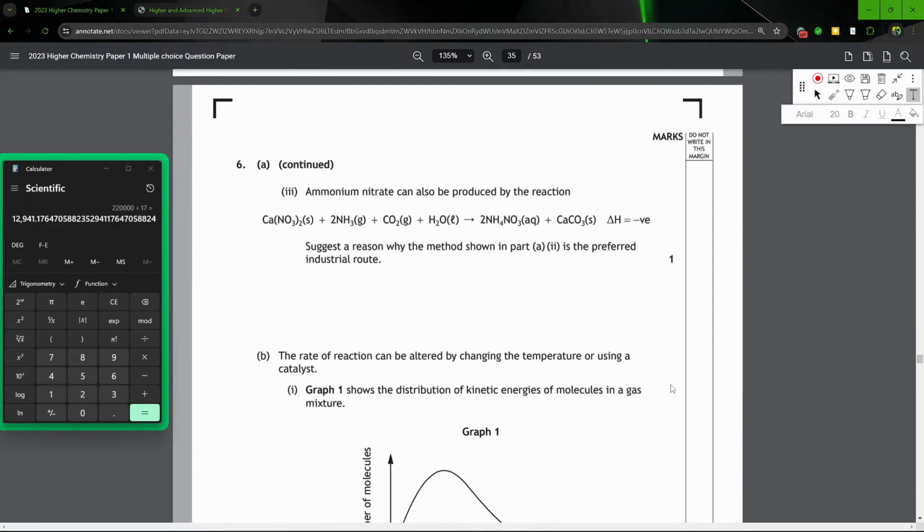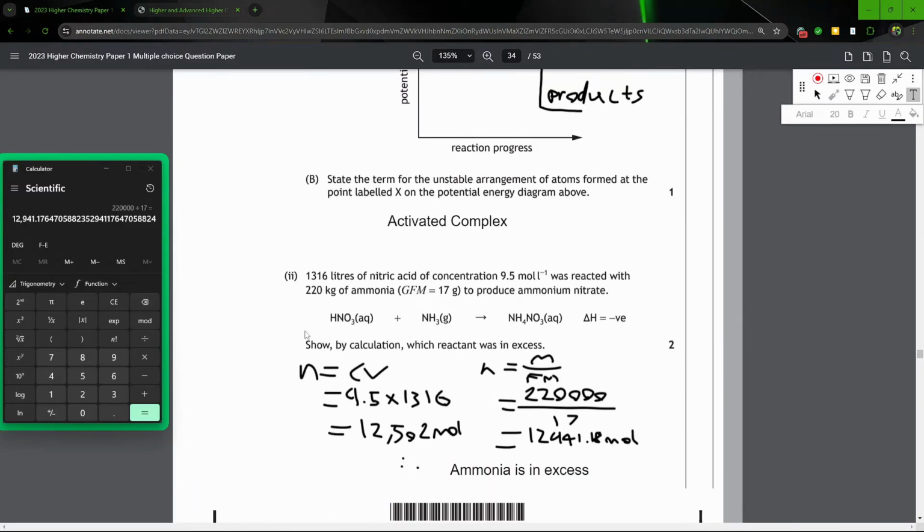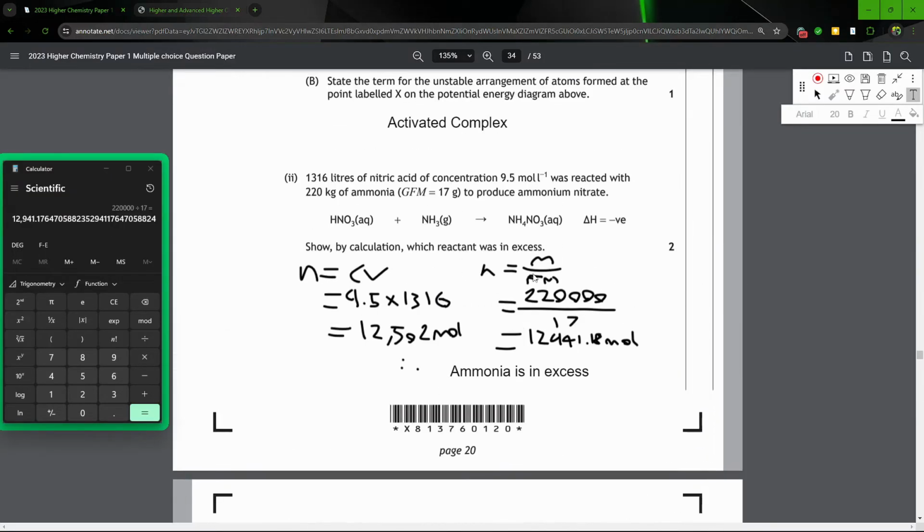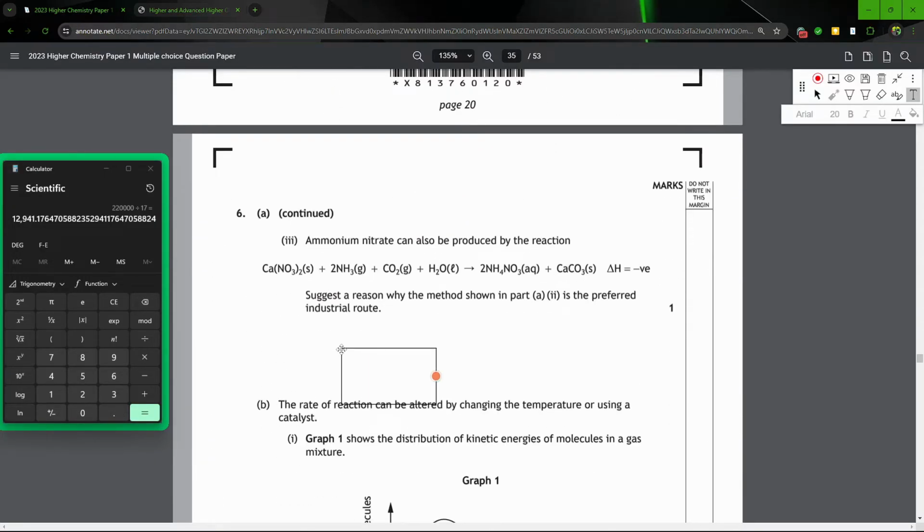Ammonium nitrate can also be produced by this reaction. Suggest the reason why the method shown in part A2 is the preferred industrial route. Okay, well, if you have a look at this one, it's very simple. It's only 2 reactants and 1 product. So why don't we use this reaction? Well, because this gives 100% atom economy. As much as stuff you put in, you don't get any weird byproducts you don't want. You get the thing that you want, no matter what. So that's what we're going to say. We're going to say it has 100% atom economy.